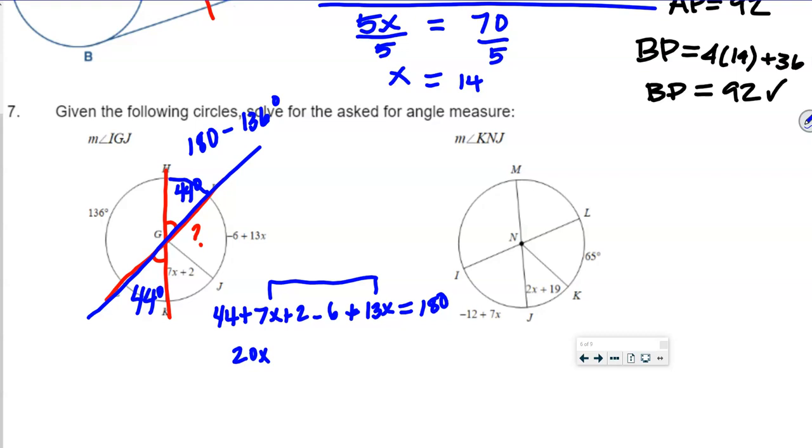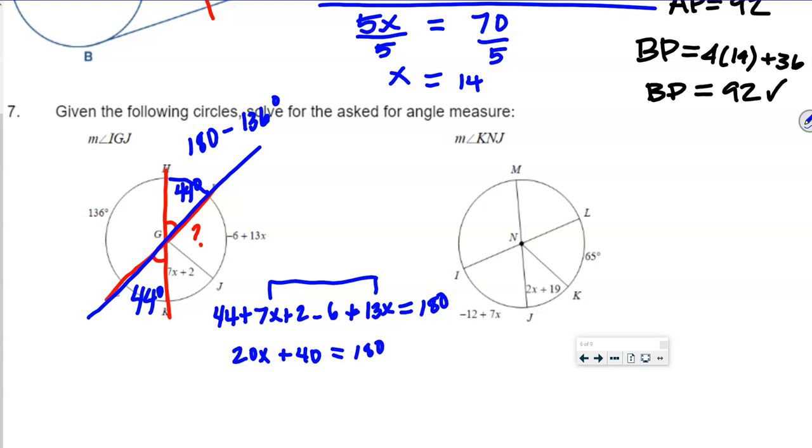And when I did that, I got 40. Wait, yeah, that's 46 minus 6. Yep, so that's 40, right, for sure. And that's equal to 180.